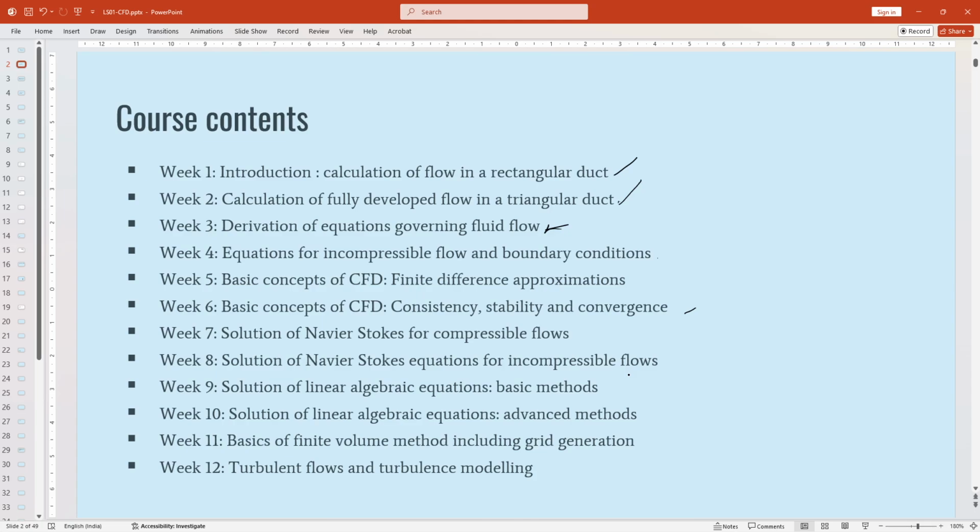Then it will be incompressible flow. Then there are different algebraic methods; I will give you a broad outline after this. So how to solve linear algebraic equations, and in week 11 you will get an introduction to the finite volume method. And the last, we will be discussing turbulent flows and turbulence modeling. So this is the broad overview of the course.